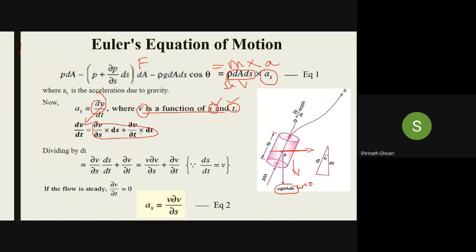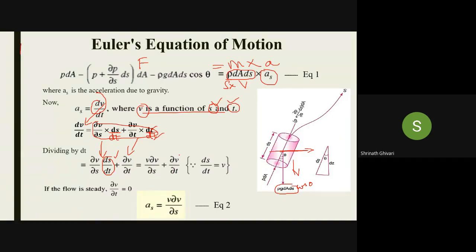Now divide both by dt. So what will happen? In the second term, dt and dt will get cancelled. The remaining will be dou v by dou s into ds by dt, plus dou v by dou t. Now this ds by dt is what? Velocity. Because, as I have told, v is a function of s and t, ds by dt is v. So it is v dou v by dou s plus dou v by dou t. Okay.